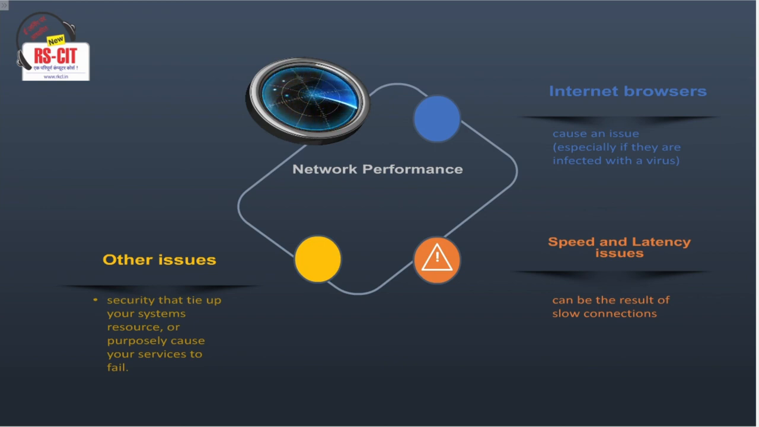Also, using a hub instead of a network switch that keeps a switching table in memory can cause major issues with speed and latency. Other issues that relate to performance or security tie up your system's resources or purposely cause your services to fail. Internet browsers can also cause an issue, especially if they're infected with a virus. So make sure that this is not the case, or that your system's browser settings are not restricting sites.